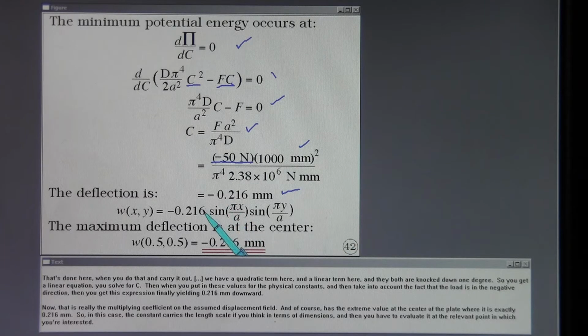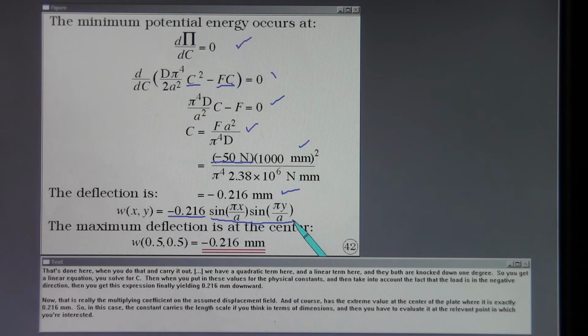Now that is really the multiplying coefficient on the assumed displacement field, and of course has the extreme value at the center of the plate where it is exactly 0.216 millimeters. So in this case, the constant carries the length scale, if you think in terms of dimensions, and then you have to evaluate it at the relevant point in which you're interested.